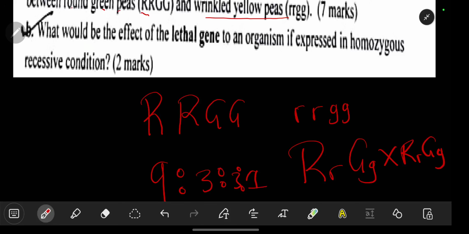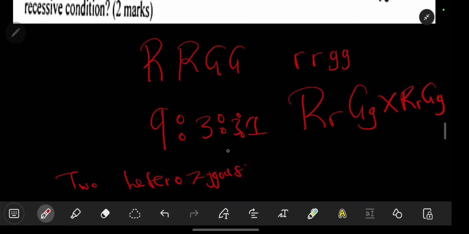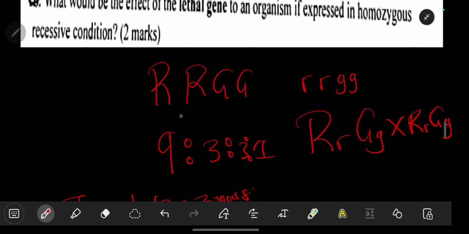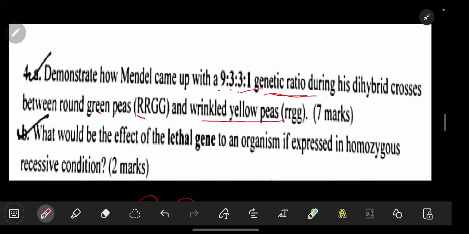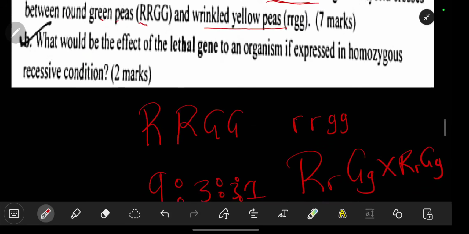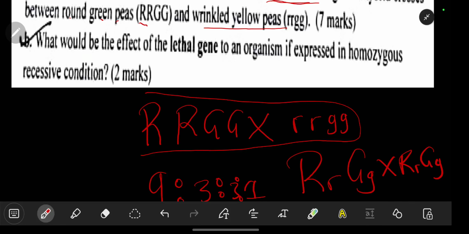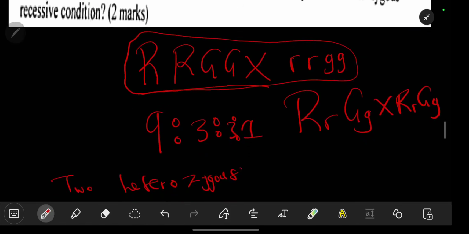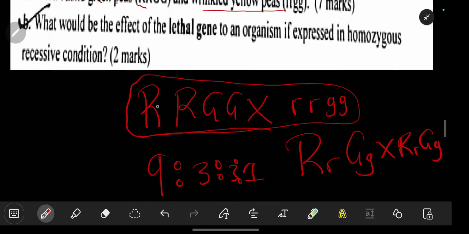So with that said, what are we going to do? What he did was he crossed these, meaning he let them cross pollinate. By doing so, what was the result? This is how we shuffle the genes.